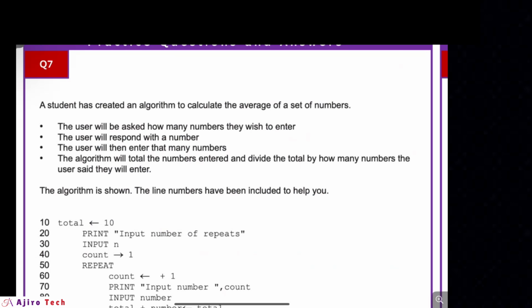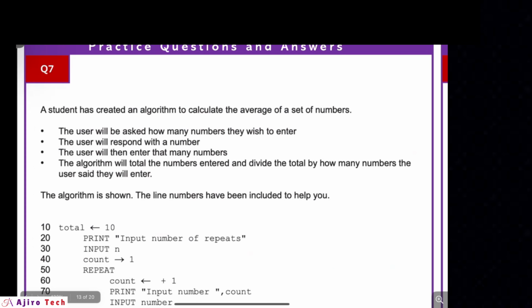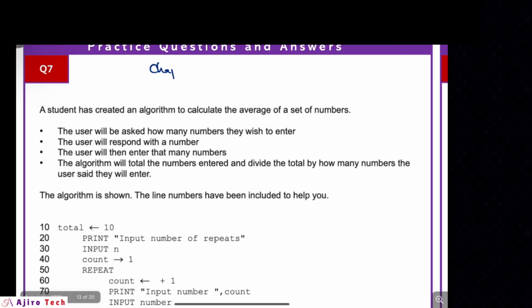A student has created an algorithm to calculate the average of a set of numbers. So this is chapter 4, algorithm and flowchart.